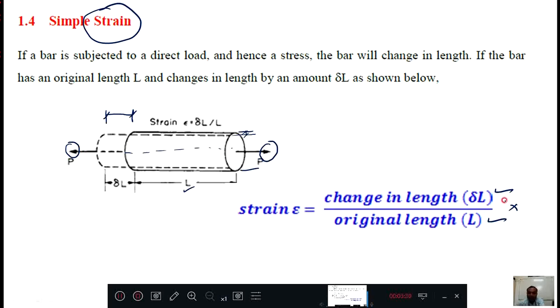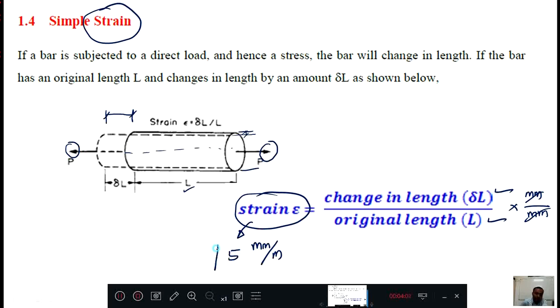And what is the unit of this one? Change in length we will measure in mm, and original length you can also measure in mm. Therefore these two cancel, and strain doesn't have any unit. Strain doesn't have any unit. Of course, in some competitive exams they will give strain some unit. That unit might be like mm per meter. See, both are the same, but it becomes very easy to read. Say for example, if I write 5 mm per meter as a strain.